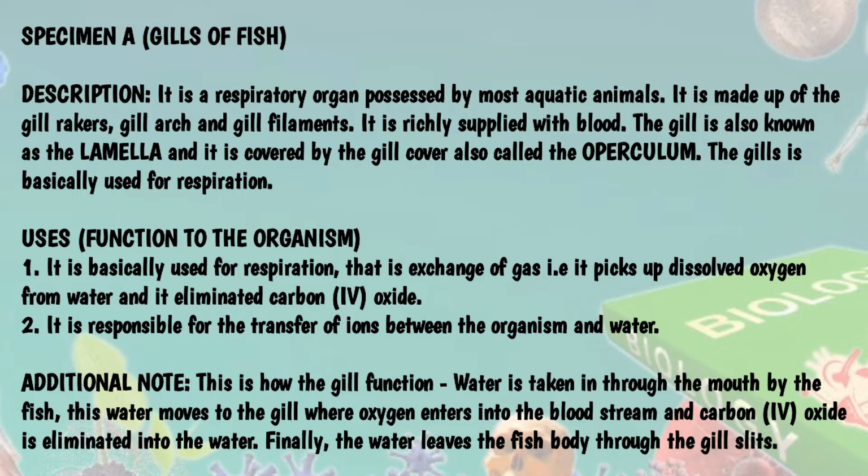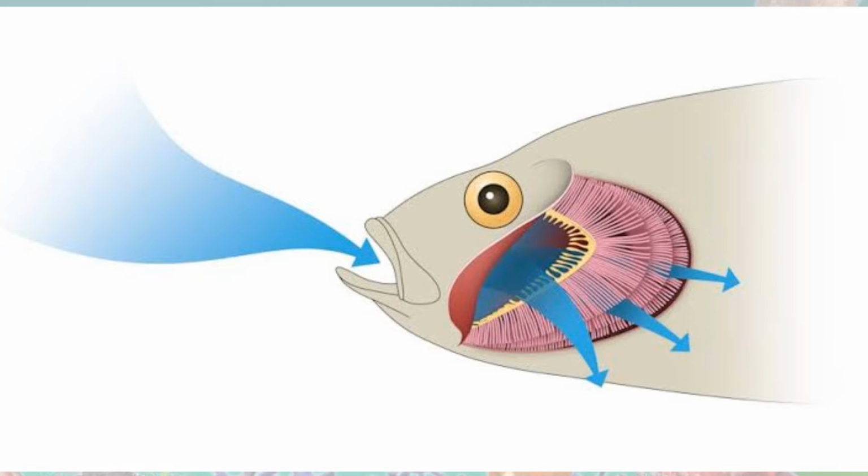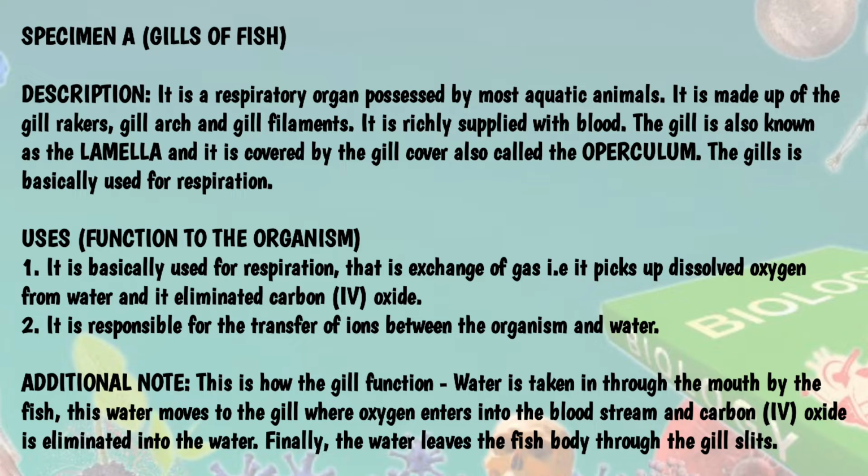In addition, how does the gill function? This could be asked in the exam. What happens is that the fish takes in water through the mouth, then this water moves to the gill. At the gills, oxygen is removed from the water into the blood, and then CO2 from the blood is eliminated into the water. Then the water is finally excreted from the body, and it leaves through what is known as the gill slit.